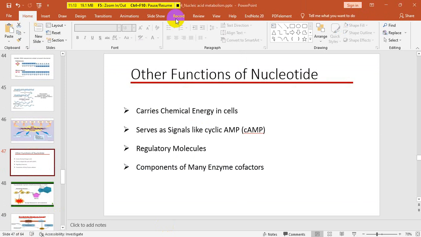Other functions of nucleotides. Nucleotides carry chemical energy in cells. They also serve as signals like cyclic AMP, regulatory molecules, and components of many enzyme cofactors. So you can see they store chemical energy. That's why we have ATP, GTP, CTP, and what? AMP.